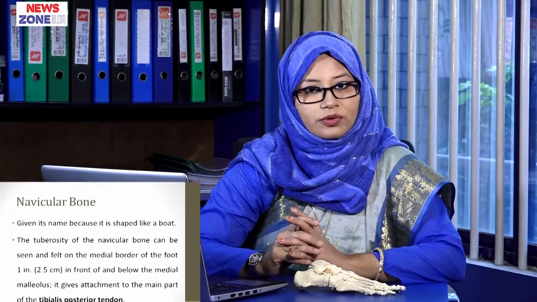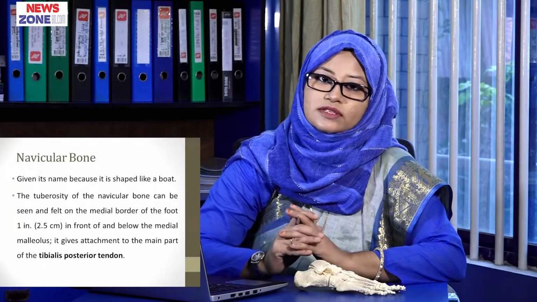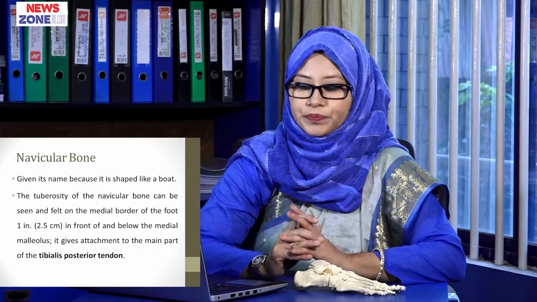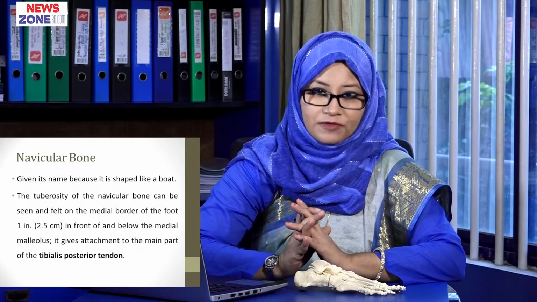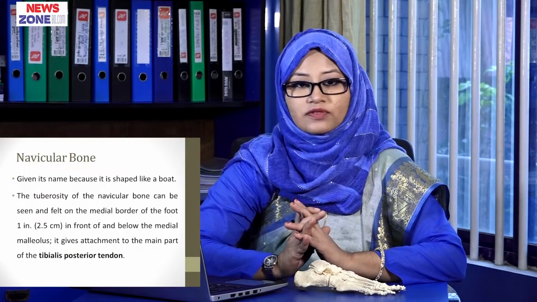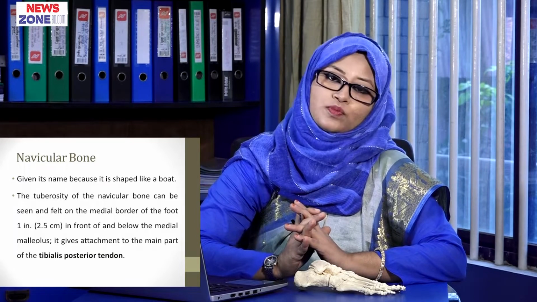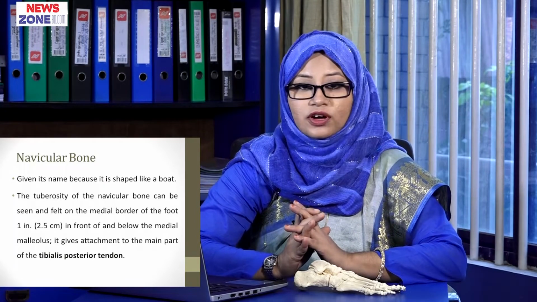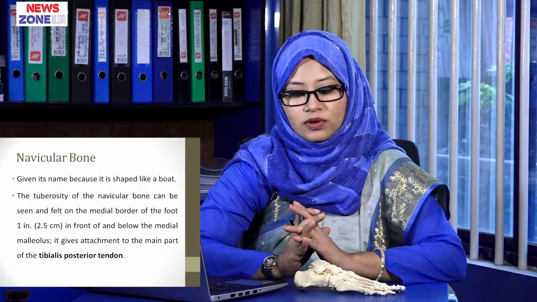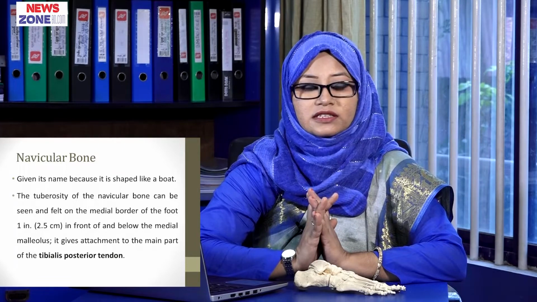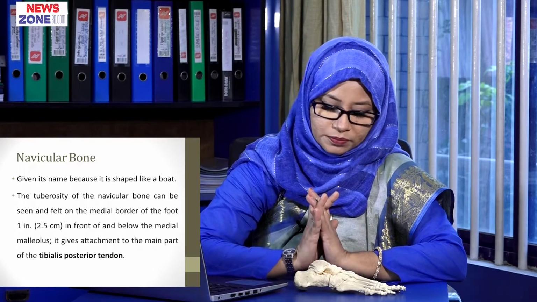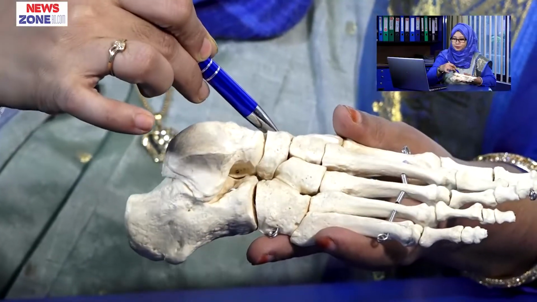Now, the navicular bone. It is called so because it looks like a boat. The tuberosity of the navicular bone can be seen and felt on the medial border of the foot, 1 inch or 2.5 centimeters in front and below the medial malleolus. It gives attachment to the main part of the tibialis posterior tendon. This is the navicular bone.